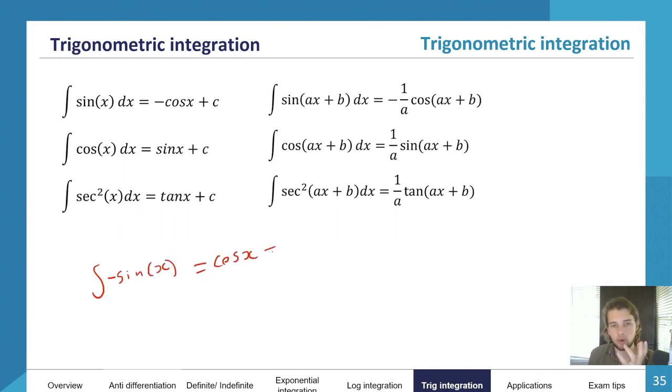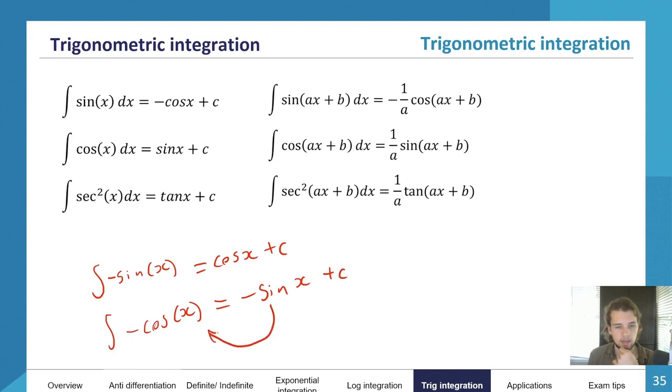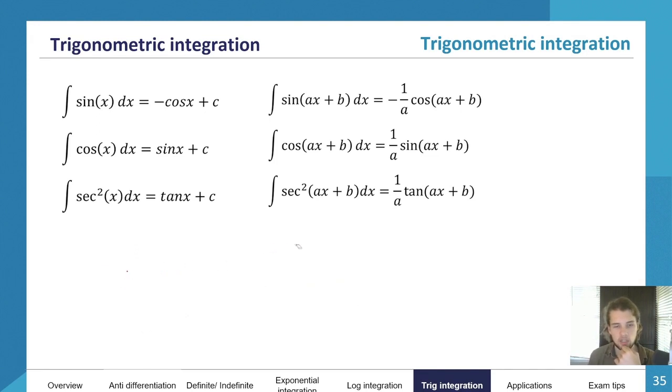And then remember, you always have to add your c. The integral of cos x is sine x plus c, because if we differentiate this, it becomes that. So look at these formulas. These are, I think, the ones you get in your formula sheet, which aren't exceptionally helpful, considering there's just much more.